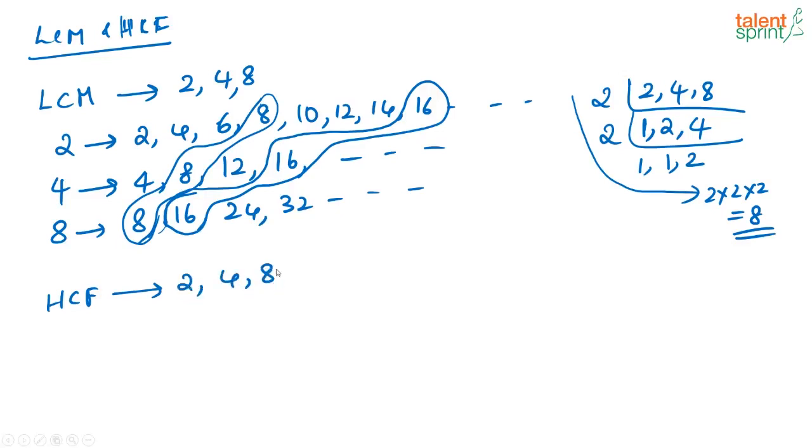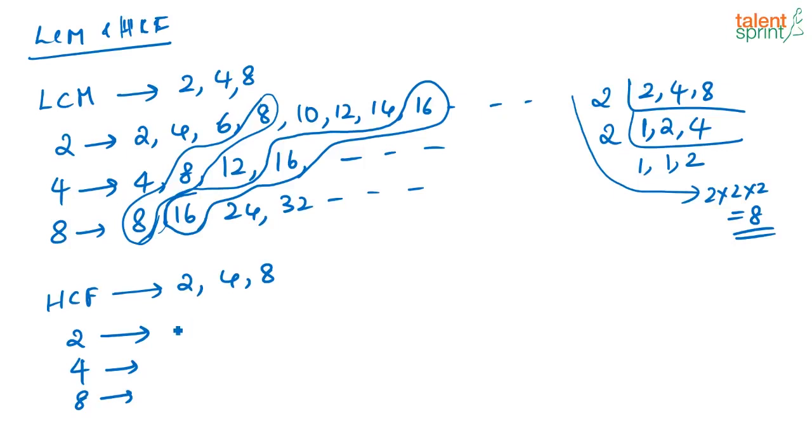So if you have to find out the HCF, the normal way in which you do it is you write the factors of 2, 4 and 8. Right, now what are the factors of 2, 4 and 8? See, what is a factor? A factor is a number by which if you divide the given number, your remainder should be 0.